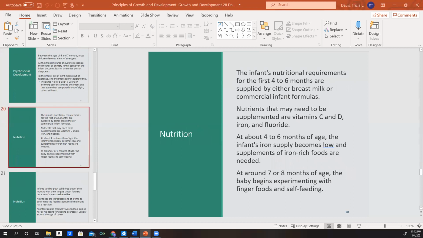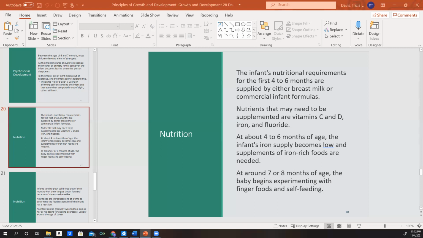When we talk about nutrition, the infant's nutritional requirements for their first 4 to 6 months of life are going to be supplied by either their breast milk or some type of commercial infant formula. Nutrients that may need to be supplemented, sometimes we see, are vitamin D and C, also iron and fluoride. At about 4 to 6 months of age, we notice that the infant's iron supply becomes low, and some supplements of those iron-rich foods are needed. Around 7 to 8 months of age, the baby begins experimenting with finger foods and self-feeding.